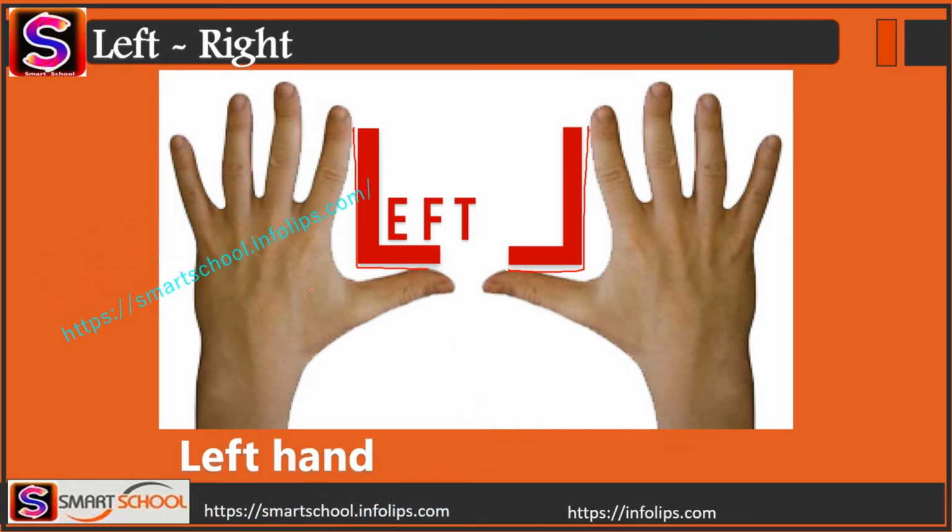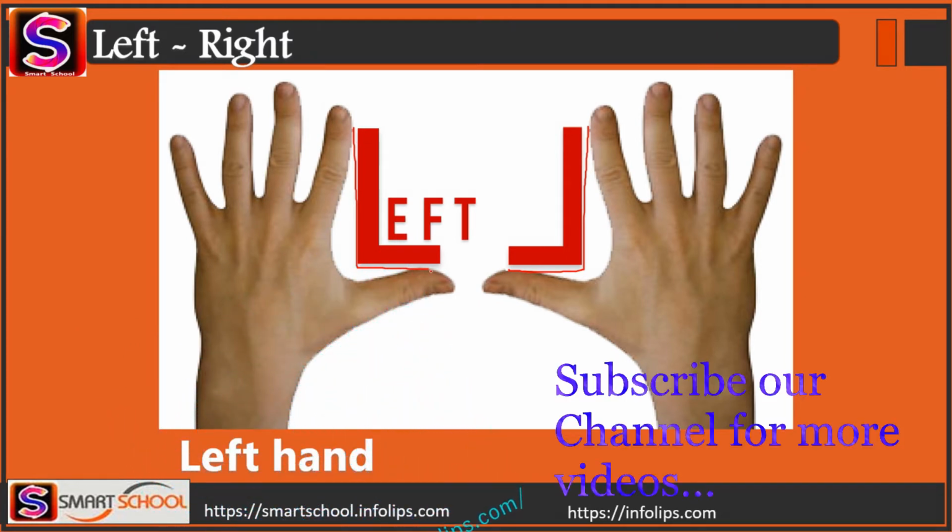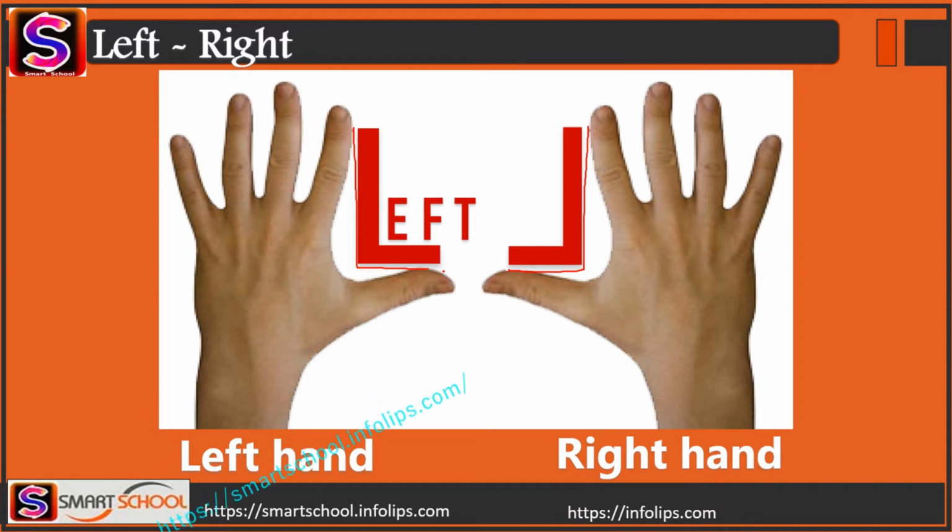Which hand will show the exact angle of L? That is your left hand. L for left, and the other one is the right hand. So follow this trick. Once again I tell you, whichever hand's fingers show you the exact L shape, that hand is your left hand and the other one is your right hand.